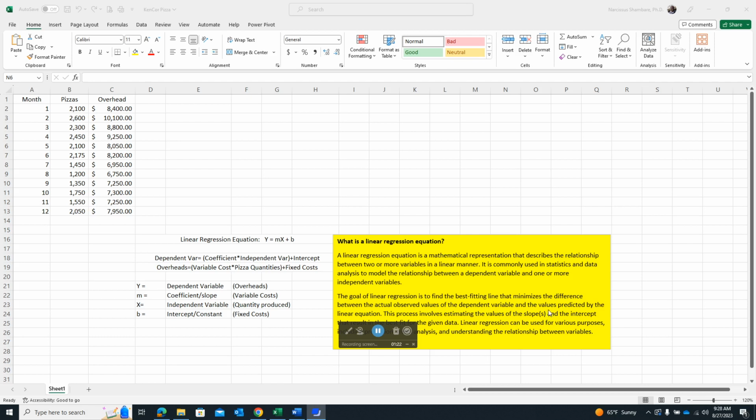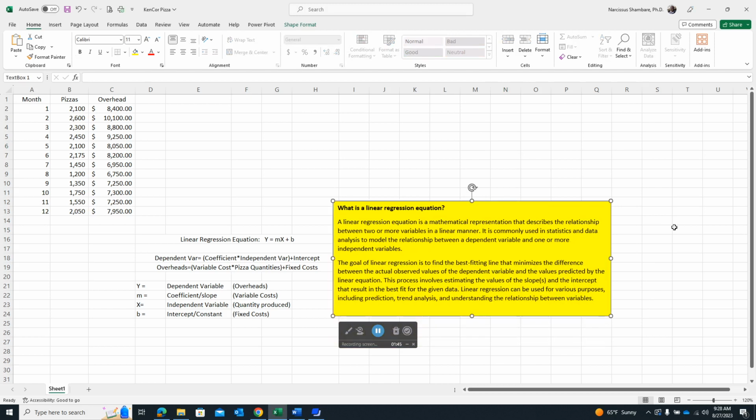Okay. So again, what is really the goal of linear regression is to find the best fitting line that can minimize the difference between the actual observed values of the dependent variable and the values that are predicted by the linear equation. So we're trying to minimize that, right? So it's a very, very important concept that can really come in handy.